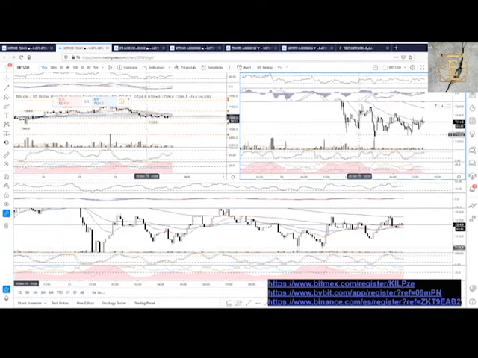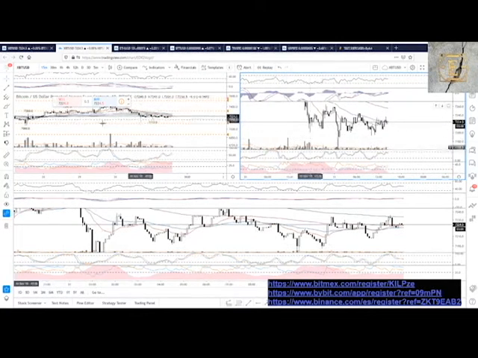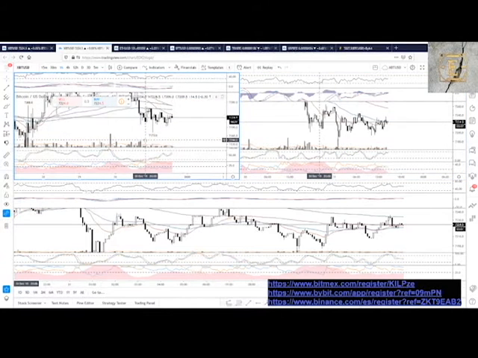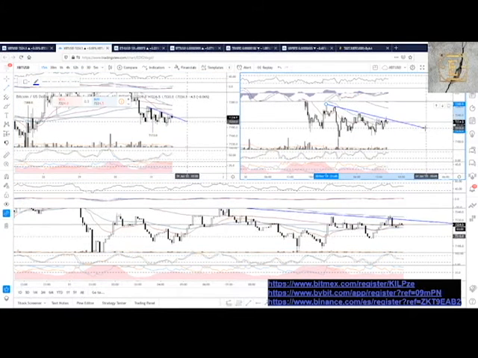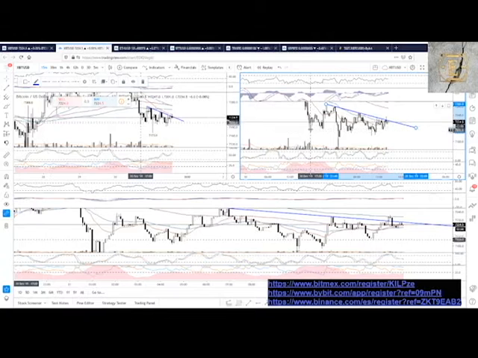Let's make some lines here. For me, this is a continuation pattern. I say this is, for me, clear. This one.